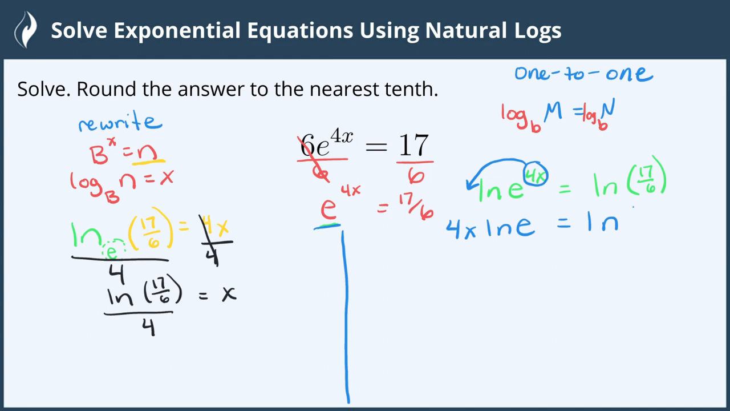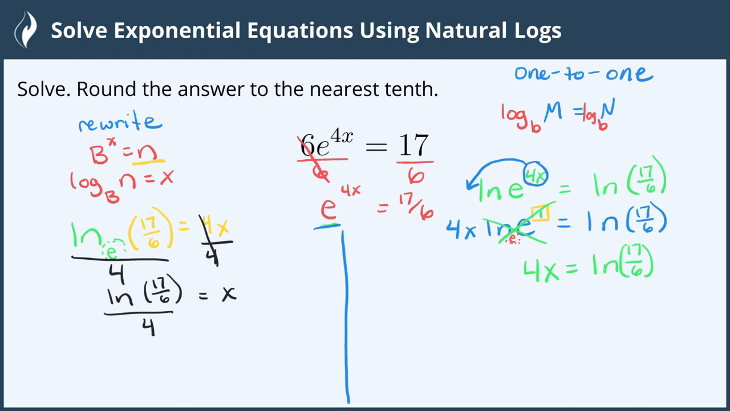So we have the ln of 17/6. On the left side, we have the ln of e. Because the base and the number match, there's the implied e here. To evaluate this, the answer from the inverse property is the exponent. There's nothing up here, which means there is an implied 1. So the ln of e evaluates to 1. And 1 times 4x is just 4x. So we get 4x equals the ln of 17/6.